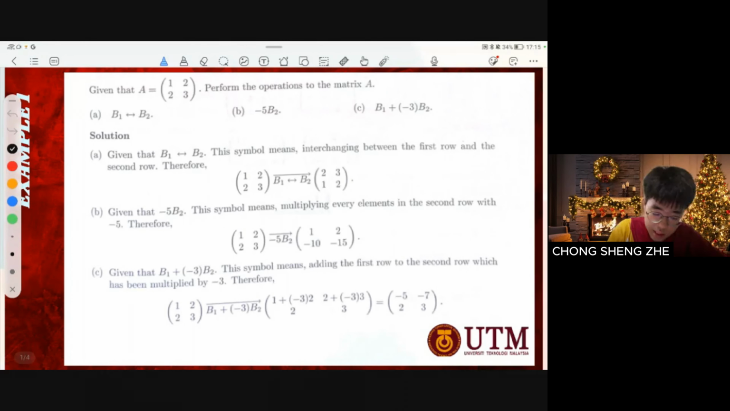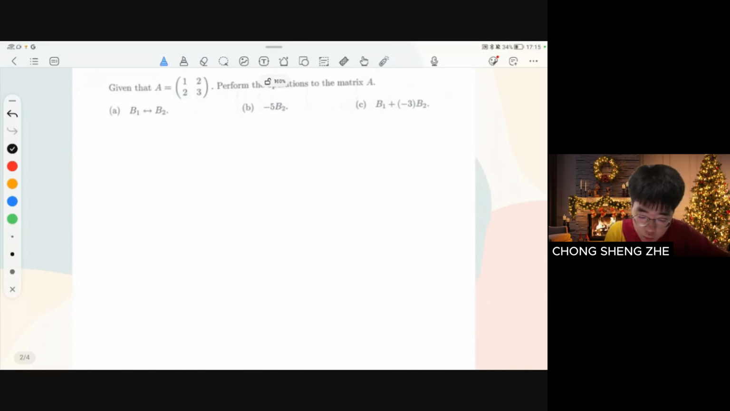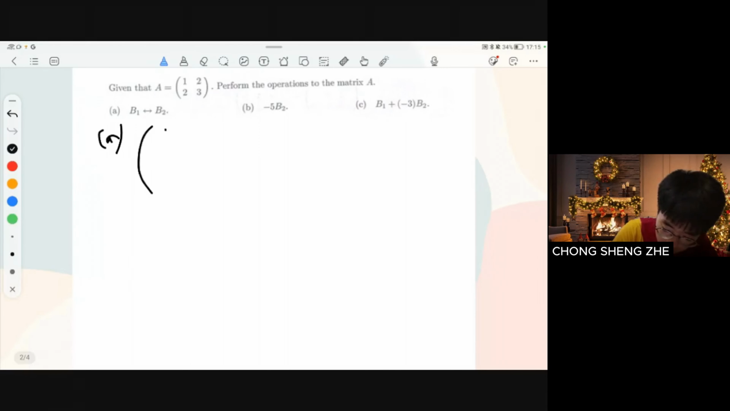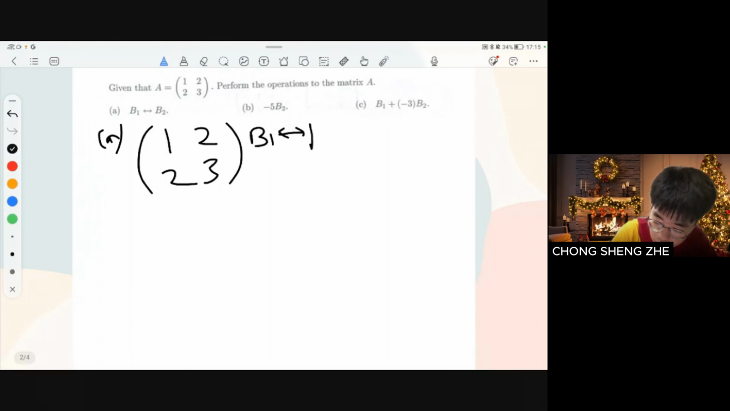So for the first example, given that A is 1, 2, 2, 3. So question A, which is R1 double arrow with R2. So we write out the matrix first, 1, 2, 2, 3, and write the operations beside the matrix. R1 double arrow with R2, which means that we interchange the first row of the matrix with the second row of the matrix, which is now 2, 3, 1, 2.